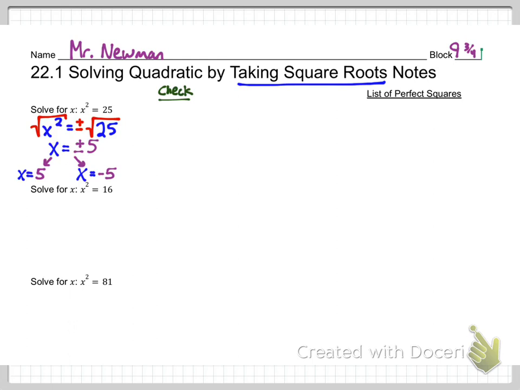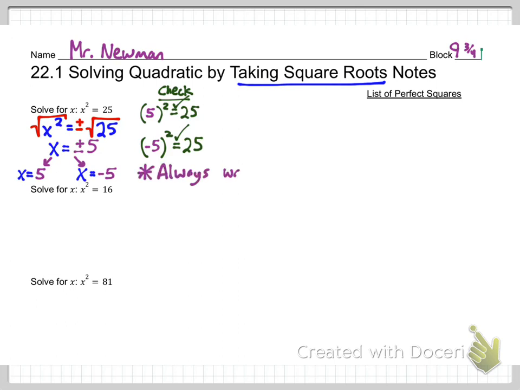If we were to check our work, we'd want to plug the answer back into the original equation. X squared equals 25. So something squared equals 25. Well, let's check 5. 5 squared is indeed 25, so 5 works. Check. However, if we look here at negative 5, negative 5 times negative 5 is positive 25, so that also works. So, check. We have two different solutions for this one equation, and that often happens when we have squares. So always put your plus or minus.